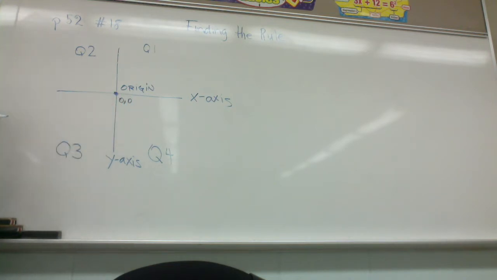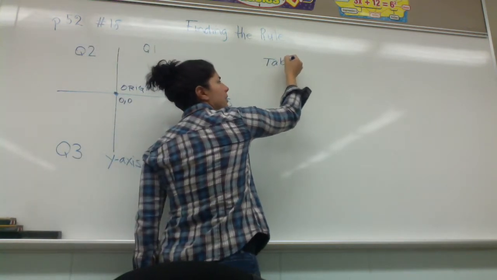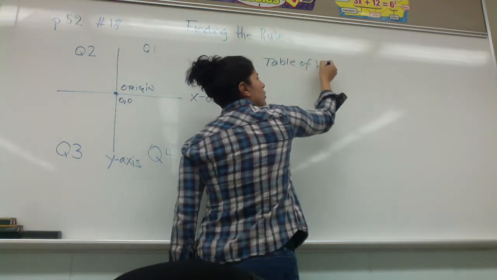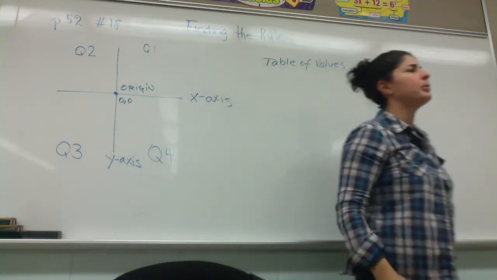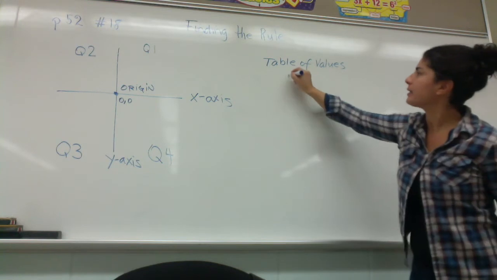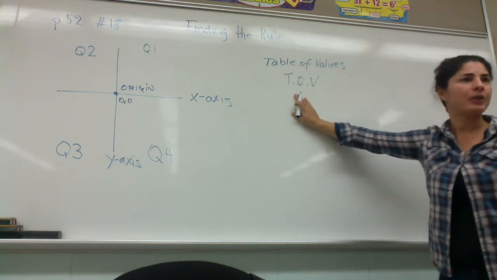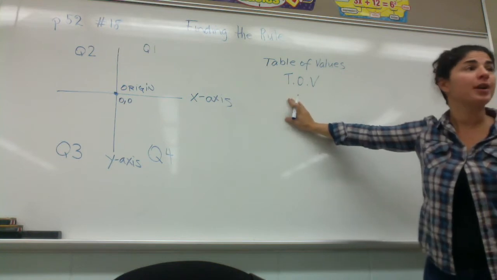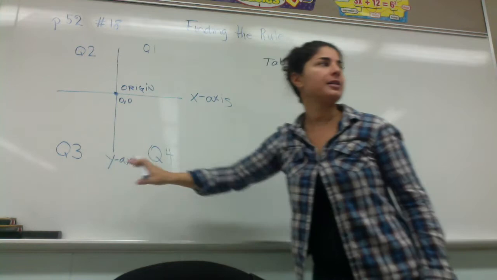Today, I am going to place my coordinates in a table of values. Please note that instead of me always writing table of values, I'm going to write TOV, known as my table of values. I'm going to place my coordinates from my Cartesian plane in a table of values.